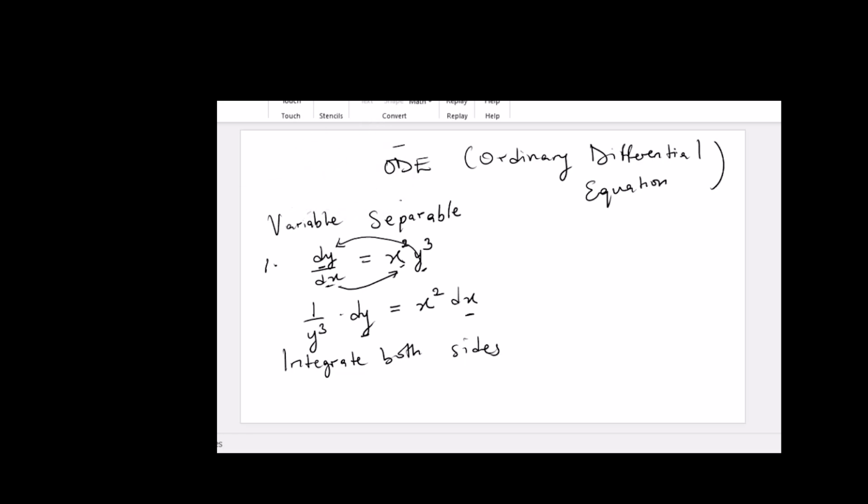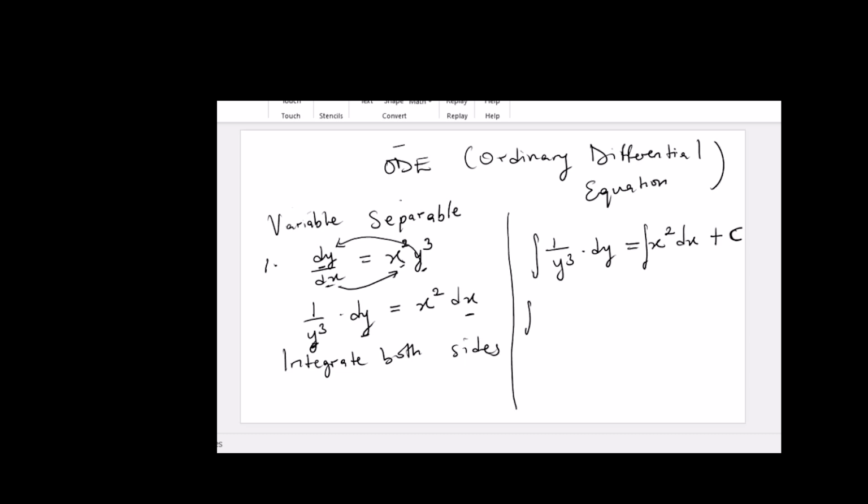So you're going to integrate both sides. Let's divide this into two here. This particular one means, okay, let's put the integral sign: the integral of 1 over y raised to the power 3 dy equals what? Integrate x squared dx. And don't forget the constant on the other side because you're integrating.